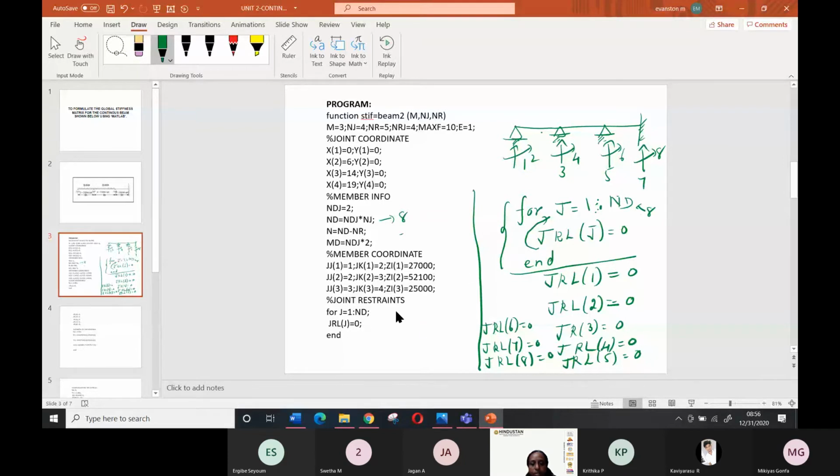Can you just note down this point? So whatever I have written here, you can write this. This is the output. Suppose if you're not putting the semicolon here, then you can get the output like this. JRL of 1 is equal to 0, JRL of 2 is equal to 0, JRL of 3 is equal to 0, JRL of 4 is equal to 0, and JRL of 5 is equal to 0. Like that, you can get the output on the screen.